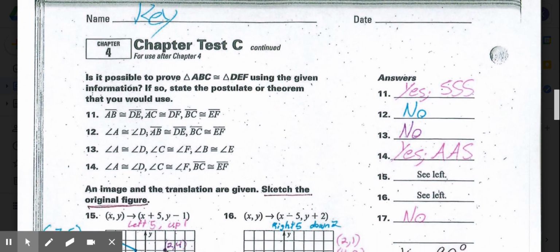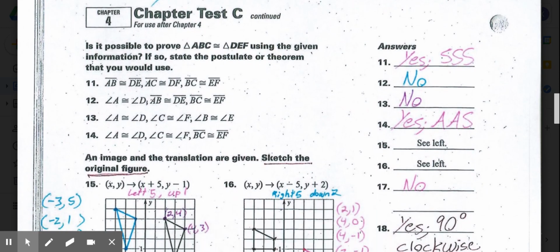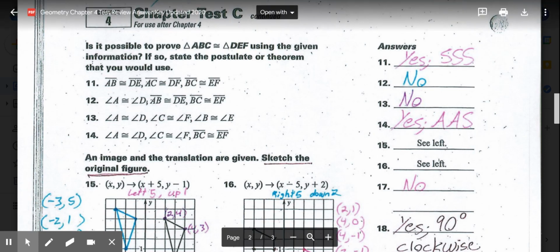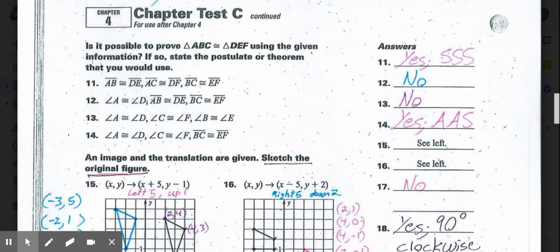Then we get to 11 to 14, asking, is it possible to prove that triangle ABC is congruent to DEF using the given info? If so, state the postulate or theorem that you would use. And if you're struggling to figure out 11 to 14, I would just draw yourself two triangles, ABC and DEF, and label the information as you go. That can help you get a visual of what's going on.